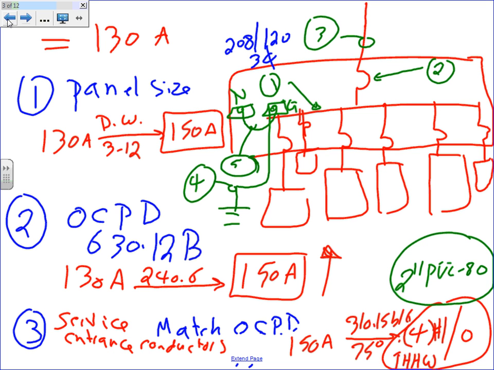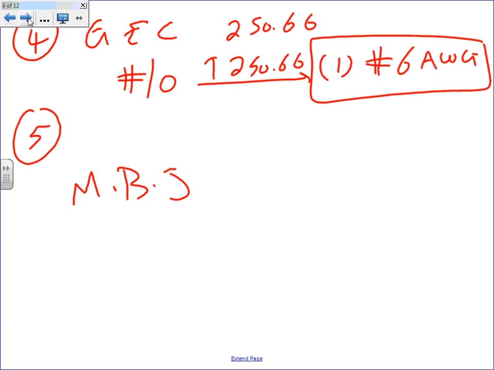Did you come up with number 6 for our grounding electrode conductor? Yeah, 250.66, number 6. So the main bonding jumper, what is that, number 10? Or 250.66? It looks like it's 10. It is a 10, but now it's going to be 1/0. Number 1/0. Oops, that's too big. Okay, all right, 1/0. Any question, guys?